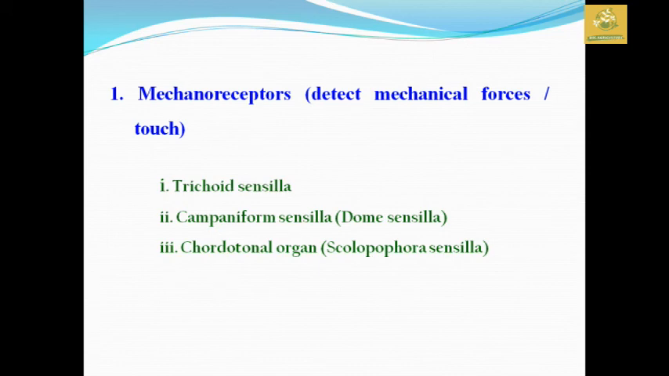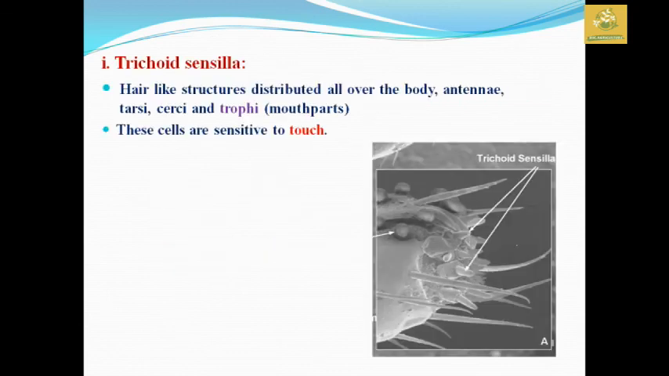The first one, mechanoreceptors, are used to detect mechanical forces like touch in the insect body. They are the trichoid sensilla, campaniform sensilla, as well as chordotonal sensilla, which is also known as scolophorous sensilla, and dome sensilla, which are the campaniform sensilla. The first one, the trichoid sensilla, have a hair-like structure distributed all around the body, even in the antenna, cerci, as well as the trophi, which are the mouth parts of the insect. These sensilla are usually sensitive to touch, used to detect touch from the environment by other organisms.